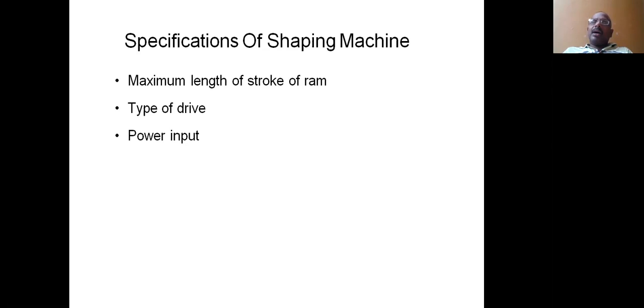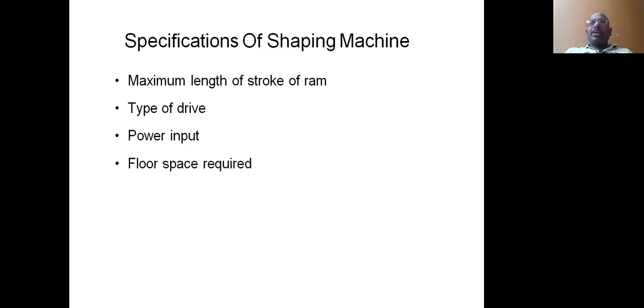The third one is the type of input power. What is the type of input power? It is supplied with electrical power or hydraulic power. That is, what type of power is provided or used to operate this particular shaping machine.